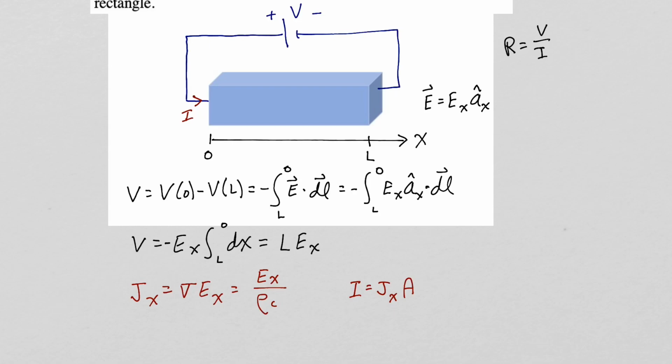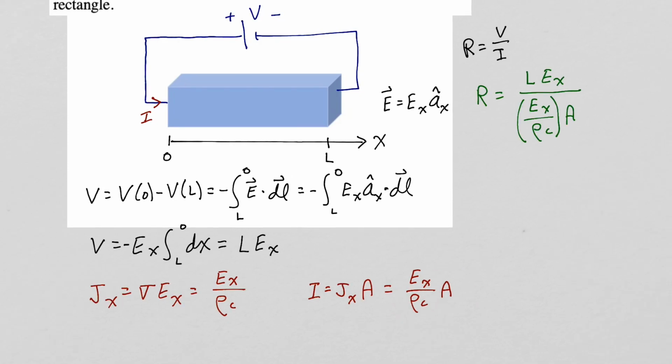For the voltage, we'll substitute the electric field intensity times the length of the resistor, and for the current, we'll substitute the electric field intensity times the cross-sectional area divided by the resistivity. We can divide numerator and denominator by E sub x, and we get our result for the resistance of this rectangular-shaped resistor.